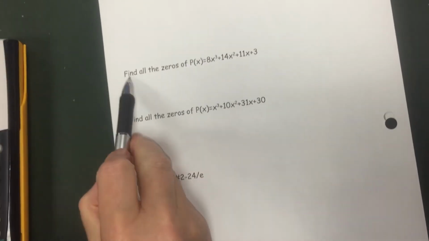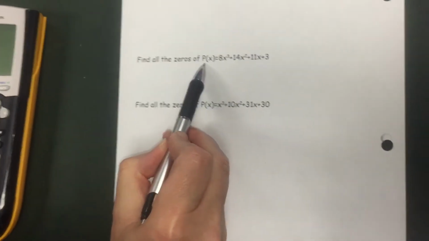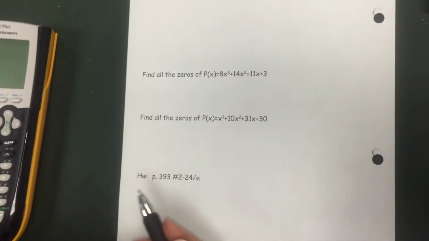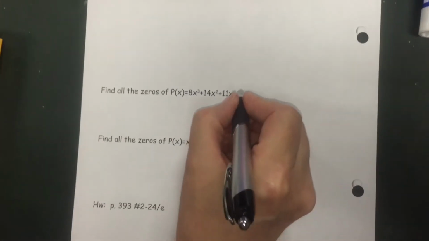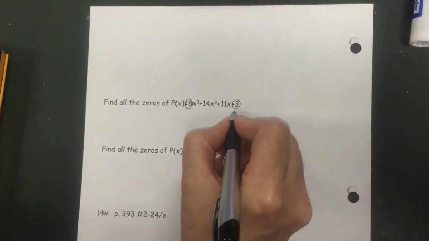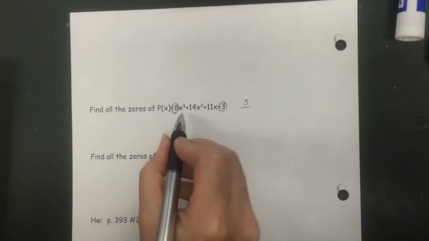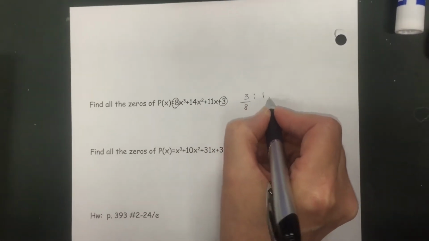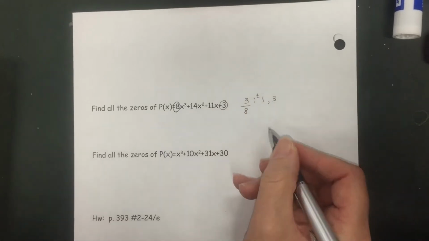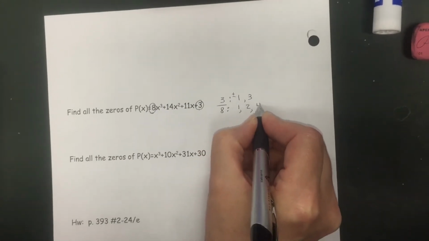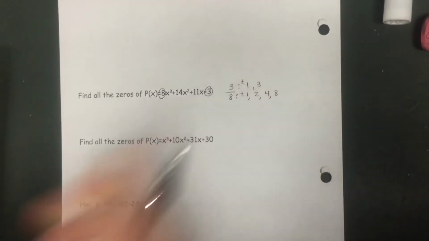All right, so now we're asked to find all the zeros of the polynomial. Now remember, the easiest way to find all the zeros is to make a graph, but also remember that we still have this list that we can make. So we can have all the factors of 3 divided by all the factors of 8. Okay, so factors of 3 would be 1 and 3, and again, they're all plus and minus. And factors of 8 would be 1, 2, 4, and 8, and again, all plus and minus.